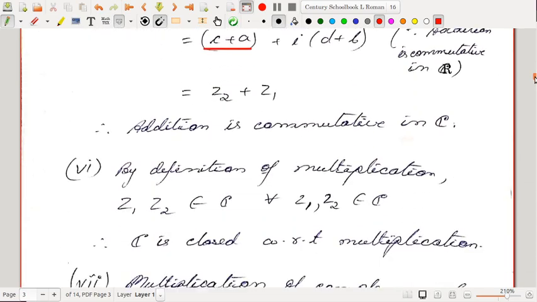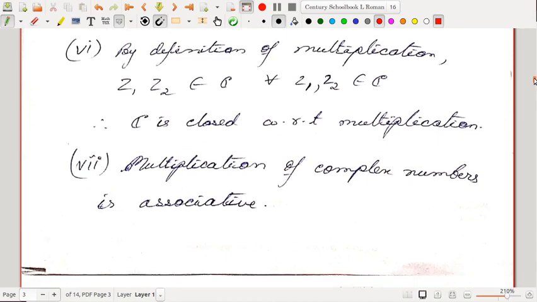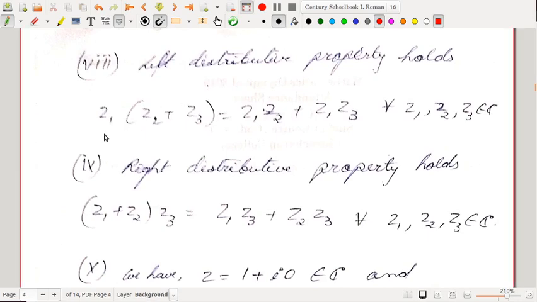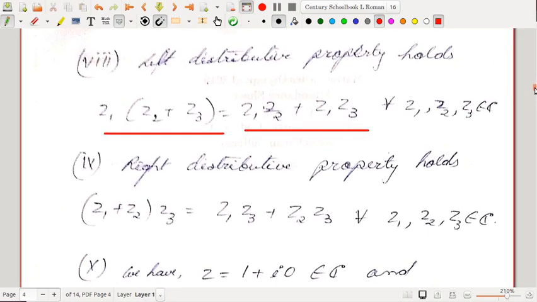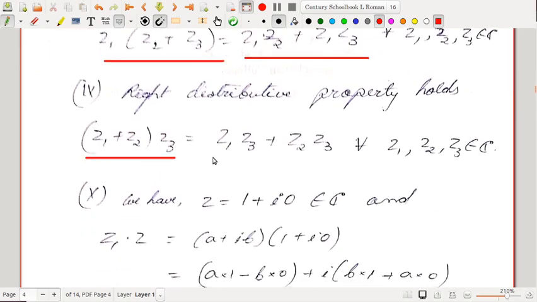By definition of multiplication, z1 into z2 is inside C for every z1, z2 inside C. So C is closed under multiplication also. And number 7, we know by the properties of complex numbers that multiplication of complex numbers is associative. Then the left distributive property holds, z1 into (z2 plus z3). These are just properties of complex numbers, so we don't need to prove so many things here. We just know these properties.